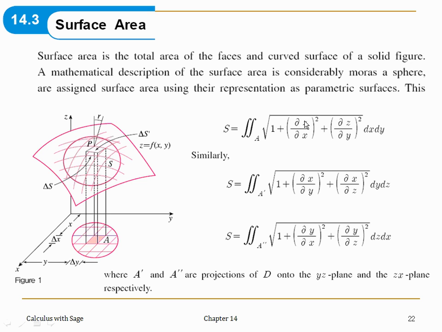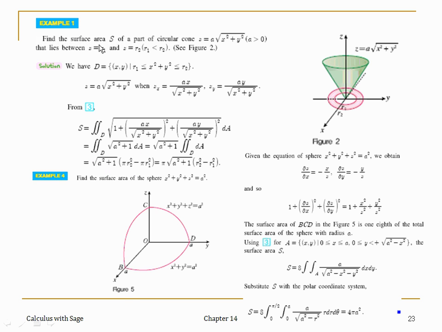So that is when g is a function of x and y. And similarly, the surface area of the function x, which is a function of y and g on a different domain A prime, can be found in this way. Similarly, when y is a function of g and x, then the surface area of this y on the domain in the gx plane, as A double prime, can be formulated in this way. Okay, see the examples.